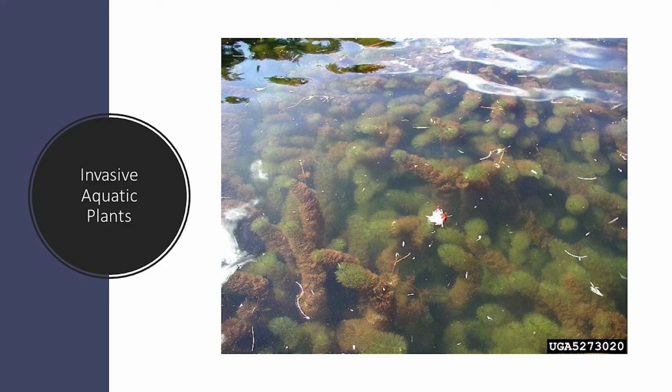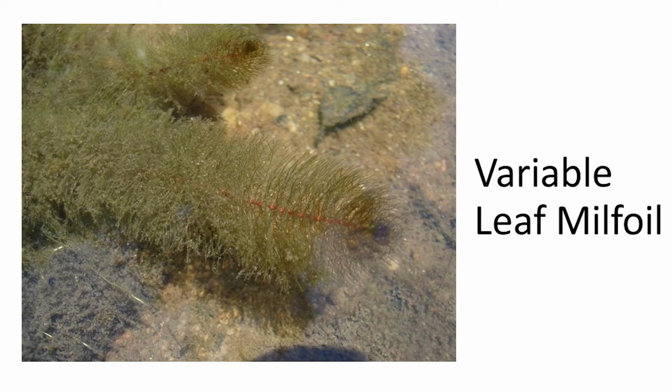Not only are animals released into the wild, but so are plants. Variable leaf milfoil is an underwater aquatic plant that is native to eastern United States and can be found in freshwater lakes, ponds, and slow-moving rivers. It has dense growth that crowds out native plants, reduces habitat for fish, waterfowl, and other wildlife. Milfoil can be hazardous to swimmers and boaters.